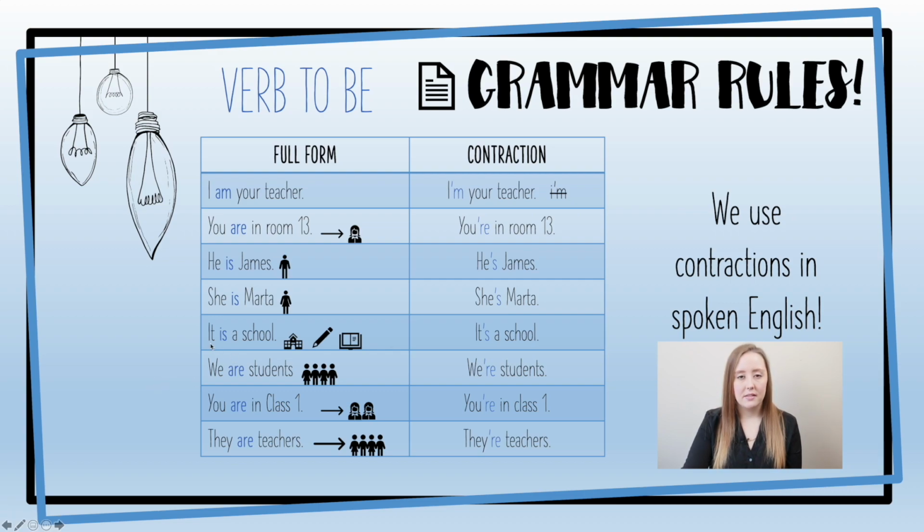What about with it? It is a school. The contracted version is it's a school. The next one, we are students. But if we want to use the contraction, we can say we're students.